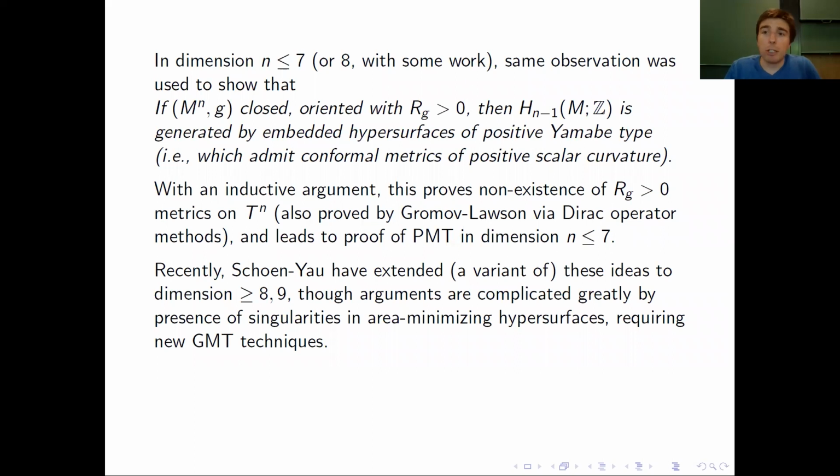I should just mention that recently Schoen and Yau have extended some of these ideas to dimension higher than 8 or 9, but there the argument's more complicated because somehow you really have to allow for the possibility that your minimizing hypersurfaces have singularities and somehow work through them.